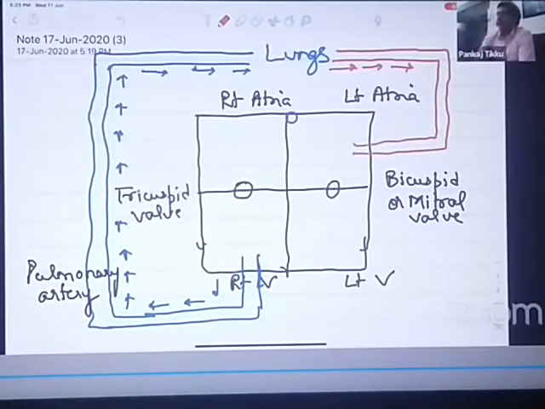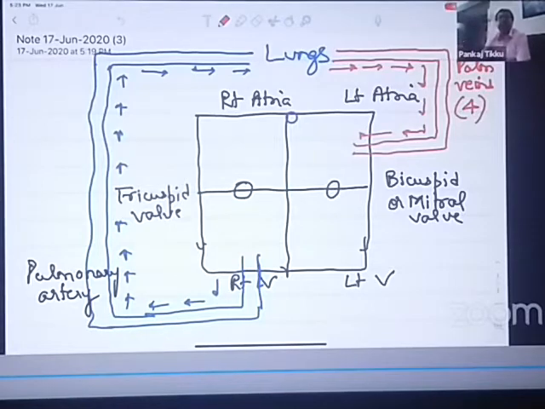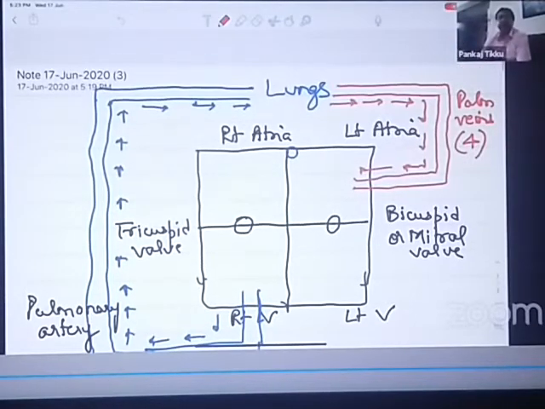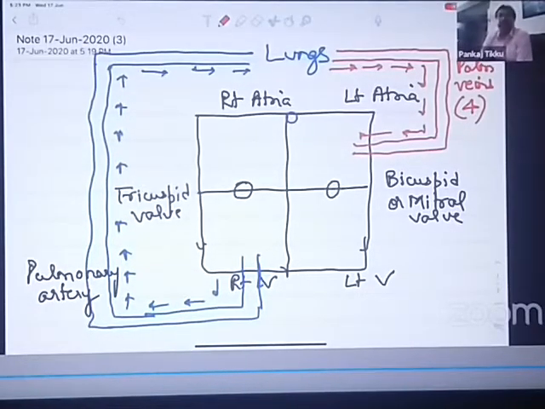Then oxygenated blood, as you can see, is coming into the pulmonary veins. So how many pulmonary veins are there? You can see the blood is going up into the lungs, and there are a total of 4 pulmonary veins, 2 coming from the right lung and 2 coming from the left lung. These are opening up into the left atria. It is oxygenated blood, so all of this oxygenated blood is entering into the left atria.